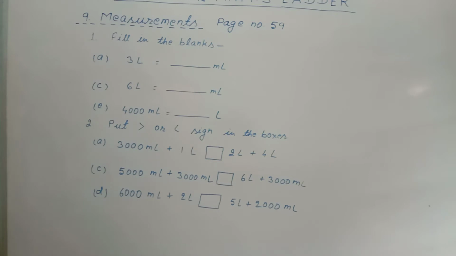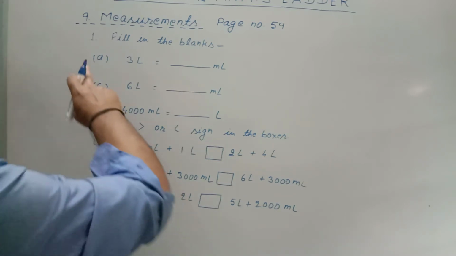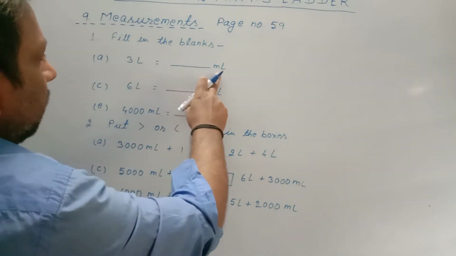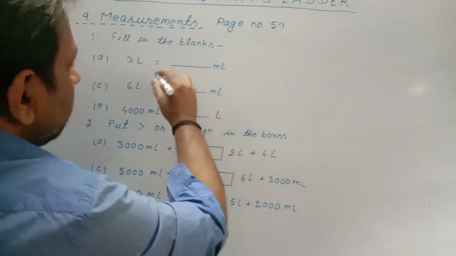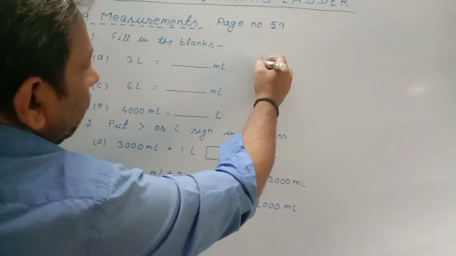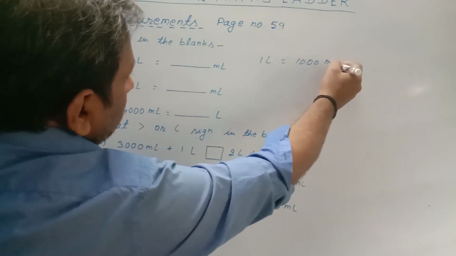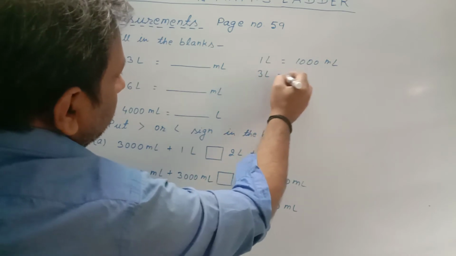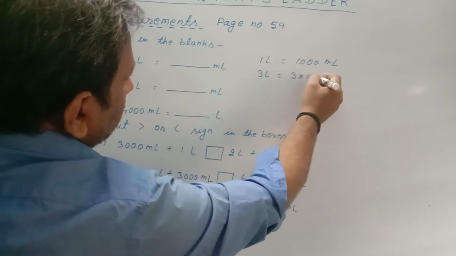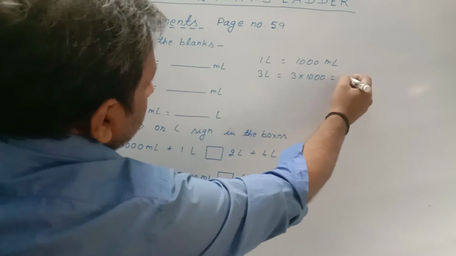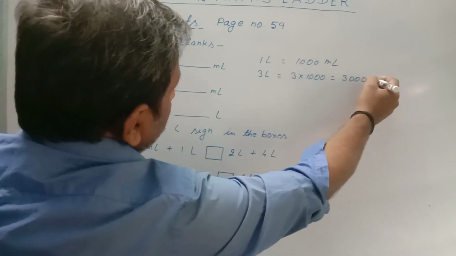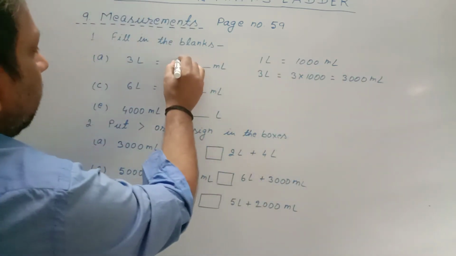In page number 59, question number 1, fill in the blanks. 1A, 3 liter. How much milliliter? We'll change this 3 liter into milliliter. We know 1 liter equal to 1000 milliliter. Therefore 3 liter equal to 3 into 1000 equal to 3000 milliliter. So here we'll fill 3000.